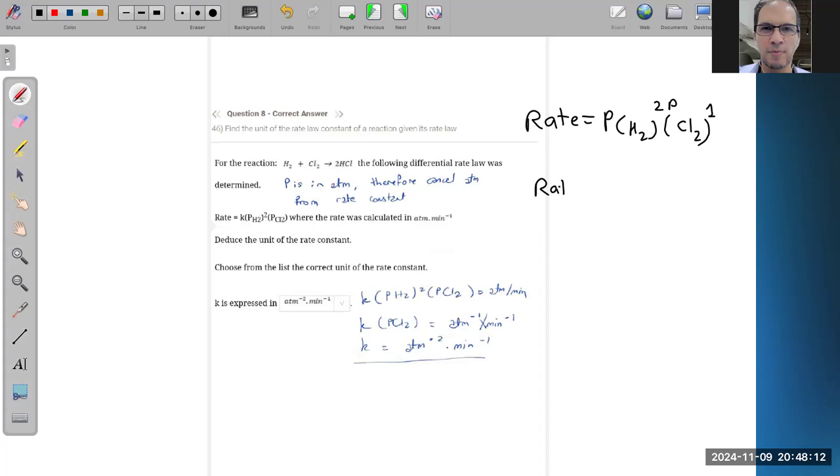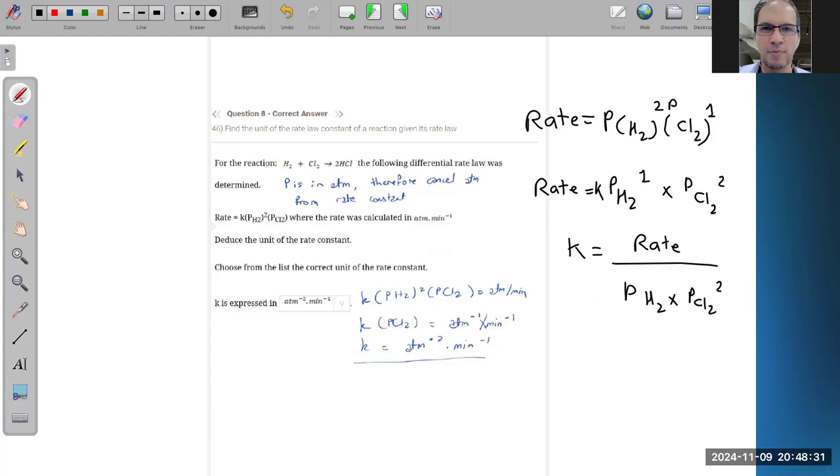Mister, you are saying the rate equals the pressure of H2 to the power of 1 multiplied by the pressure of Cl2 to the power of 2. So what is the K? K equals rate divided by the pressure of H2 multiplied by the pressure of Cl2 squared. What is the unit of rate, Maryam? The unit of rate is, be careful, this is not concentration, this is pressure. So what is the unit for pressure?